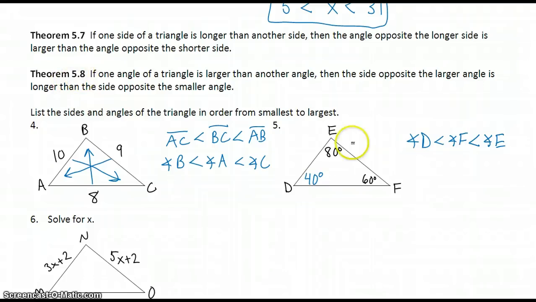Theorem 5.8 tells me how the sides relate to the angles. Well, if angle D is my smallest angle, the side opposite that angle will be my smallest side, followed by the side across from angle F, followed by the side across from angle E.